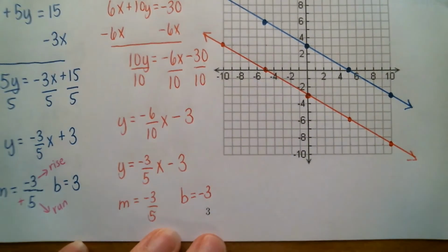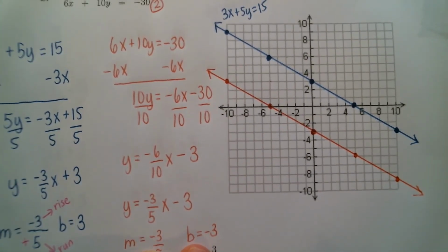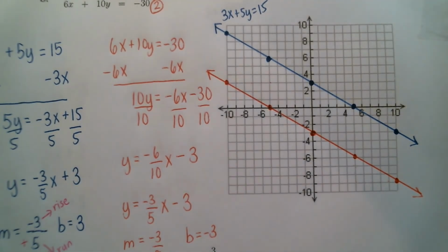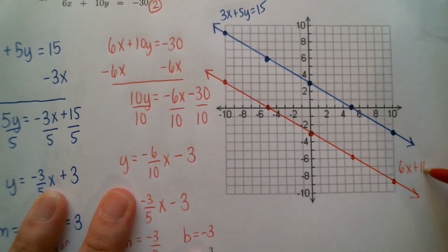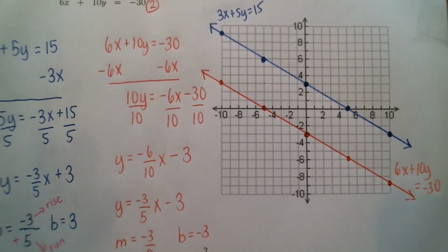So this line has the equation, let's see, I'll label it over here. This is 6x plus 10y is equal to negative 30. There is no intersection. The lines are parallel. They never cross.